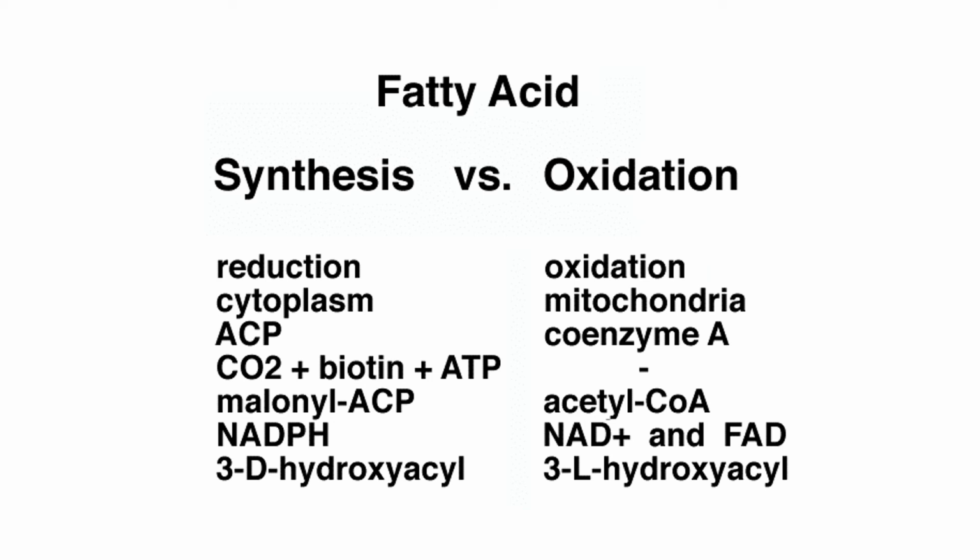And three, all of the redox reactions in synthesis use NADPH from the pentose phosphate pathway, and beta oxidation uses NAD plus and FAD. So synthesis is a reductive process versus oxidation, obviously, is an oxidative process. Synthesis occurs in the cytoplasm. Oxidation occurs in the mitochondrial matrix. We have our acyl carrier protein versus coenzyme A.